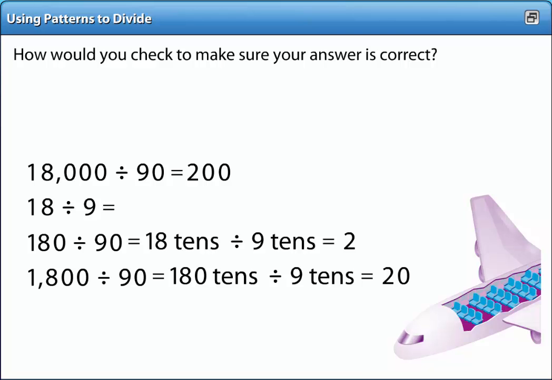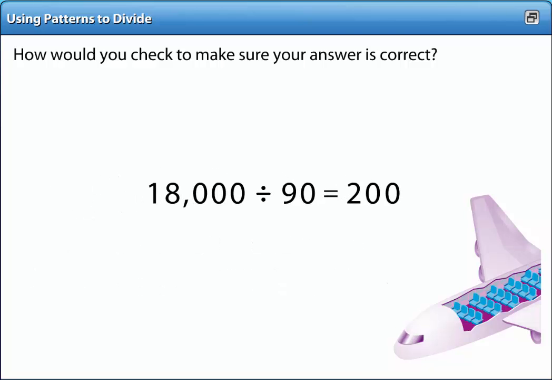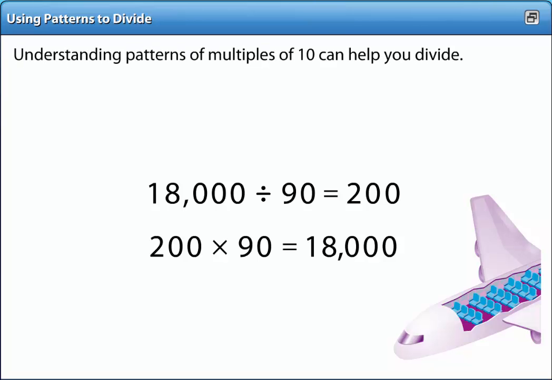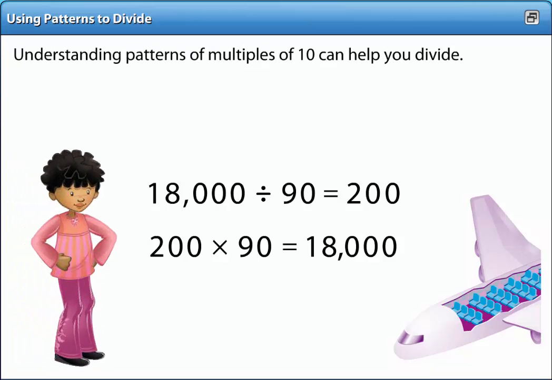How would you check to make sure your answer is correct? You can use multiplication to check your answer. Understanding patterns of multiples of 10 can help you divide.